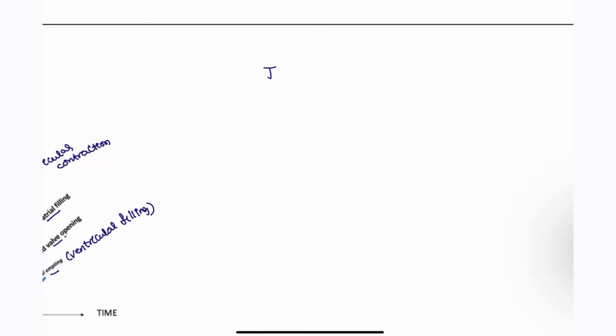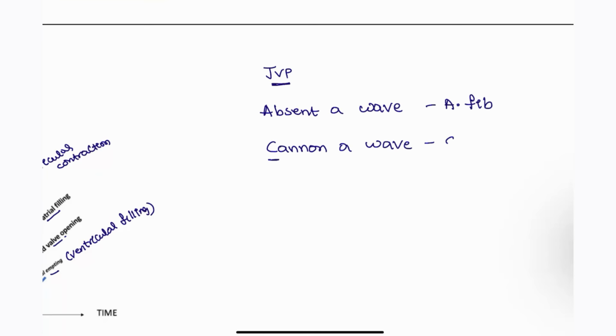So if the JVP findings show an absent A wave, this is seen in atrial fibrillation. Next, Cannon A waves. What is meant by Cannon A waves? C for Cannon, C for complete heart block. These are seen in the complete heart block.